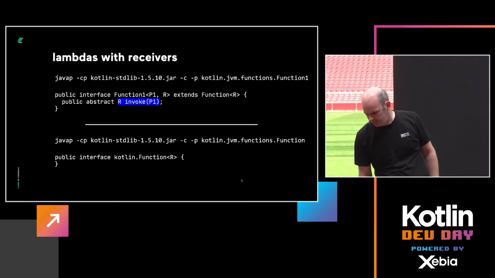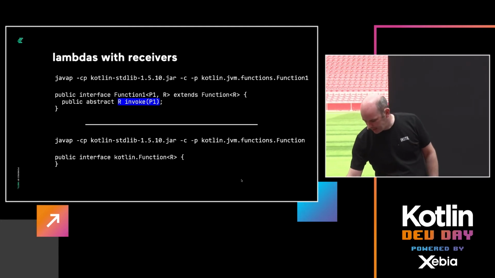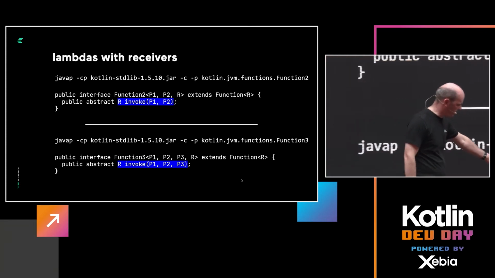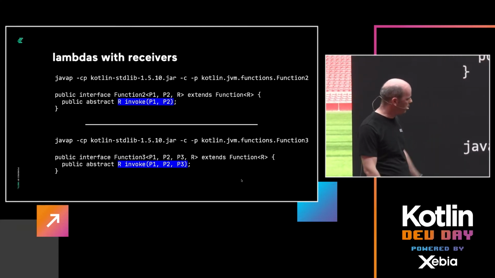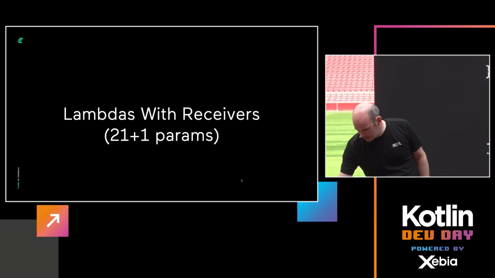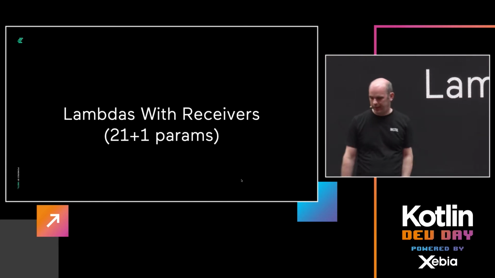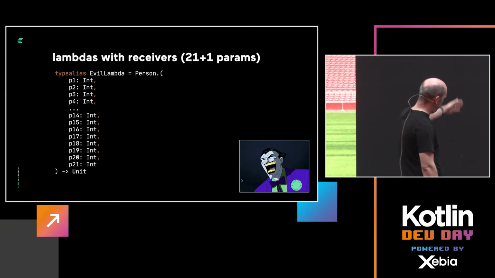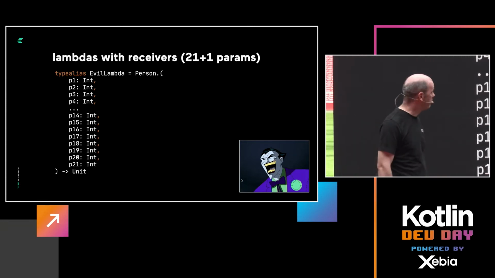And there's something funny about the way that this works. We're just calling invoke on it here as an example. I can extend that out with multiple arguments. So if my lambda takes two arguments here, I get a function three, which has got p1, p2, p3. I can keep going and keep going up to the magic number, which is 22. So I can do 21 plus 1. Sorry, so I've got a lambda with receiver and 21 arguments to it. Please don't do this. This is bad.